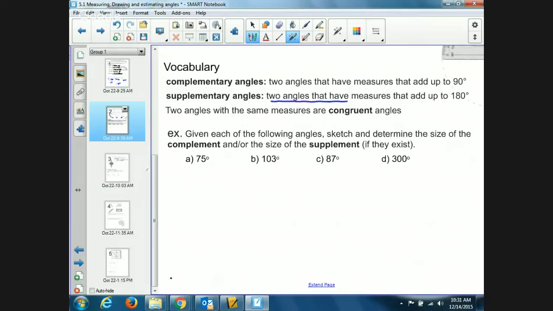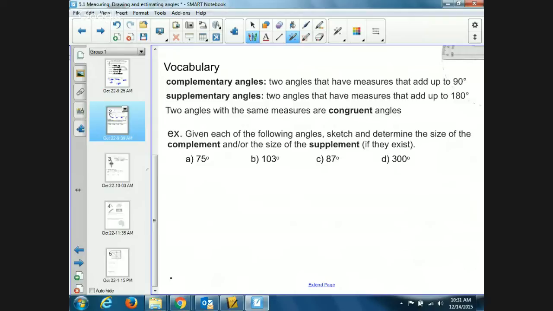Supplementary angles are angles that add up to 180. 90 plus 90 is an easy set. But 179 and 1 degrees, those are two angles that measure up to 180. They're complements, or supplements, I'm sorry. Two angles with the same measures are congruent angles. So 45 and 45 is an example of congruent angles.